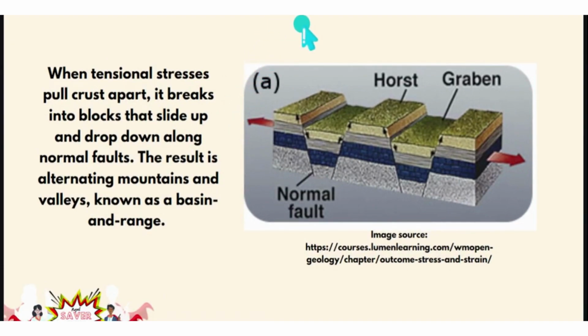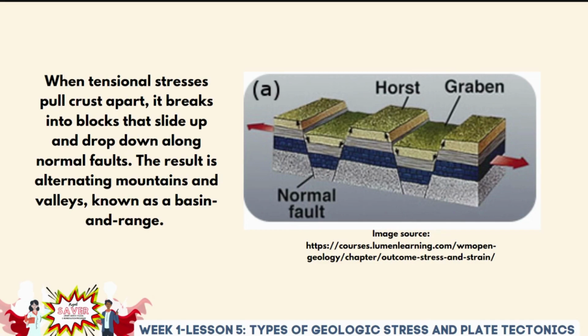When tensional stress pulls the crust apart, it breaks into blocks that slide up and down along normal faults. The result is alternating mountains and valleys known as basin and range. Tinatawag din siya na horst and graben. Ibig sabihin, dahil sa tensional stress, pwedeng magkaroon ng sunod-sunod na valleys and mountains or horst and graben.